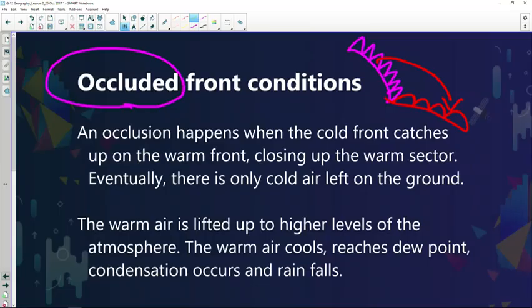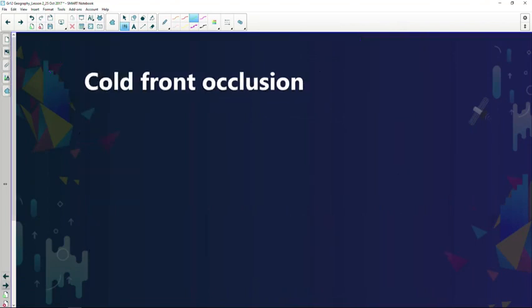But eventually, when this cold front catches up with the warm front, that is known as an occluded front. In this case, we have two different types of occlusion: a warm front occlusion and a cold front occlusion. It's very simple, and I'm quickly going to draw both of them for you on the next page.